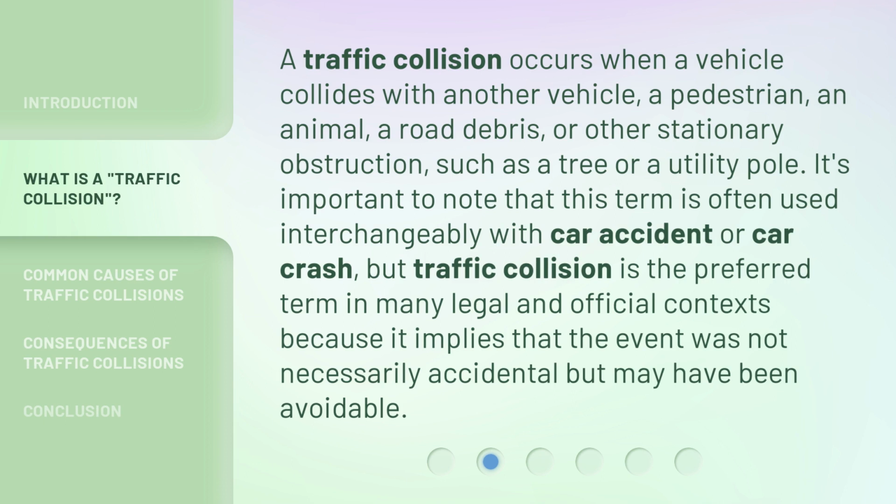A traffic collision occurs when a vehicle collides with another vehicle, a pedestrian, an animal, road debris, or other stationary obstruction, such as a tree or a utility pole. It's important to note that this term is often used interchangeably with car accident or car crash, but traffic collision is the preferred term in many legal and official contexts because it implies that the event was not necessarily accidental but may have been avoidable.